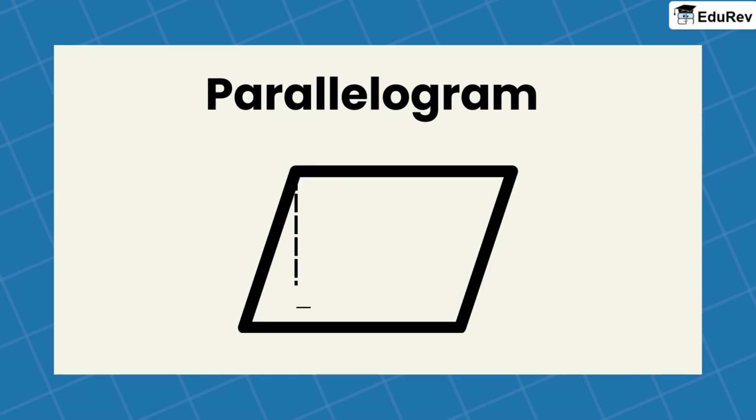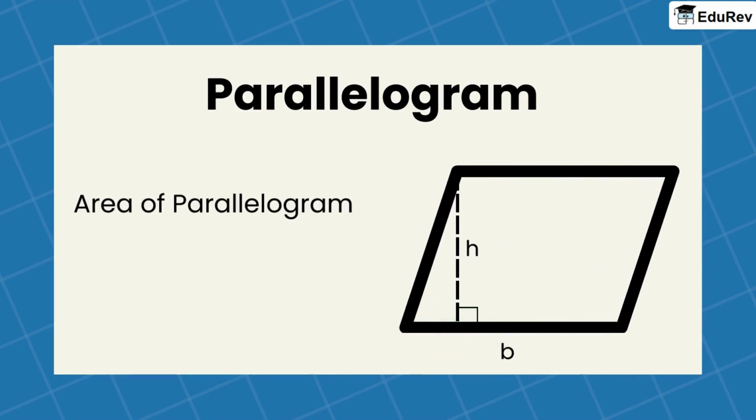This is the height of the parallelogram denoted by H, and this is the base length of the parallelogram denoted by B. What do you think is the formula for area of a parallelogram? We have already studied a similar one. Yes, it is also H multiplied by B.